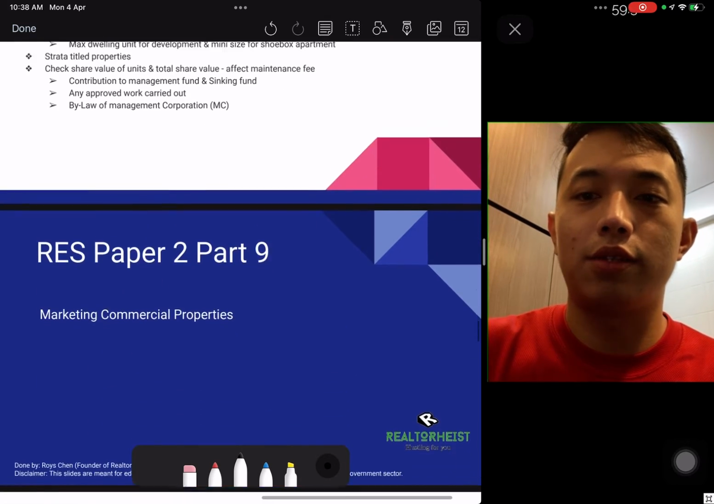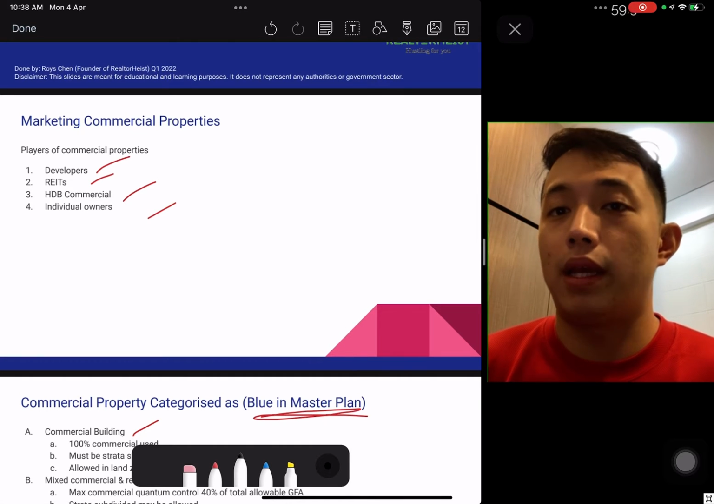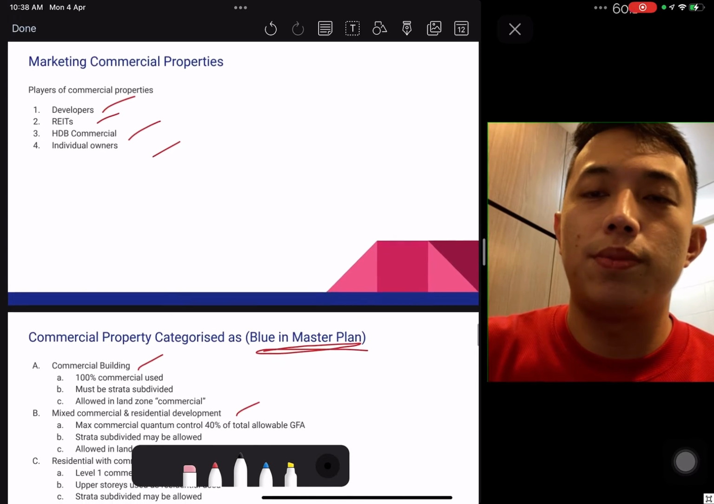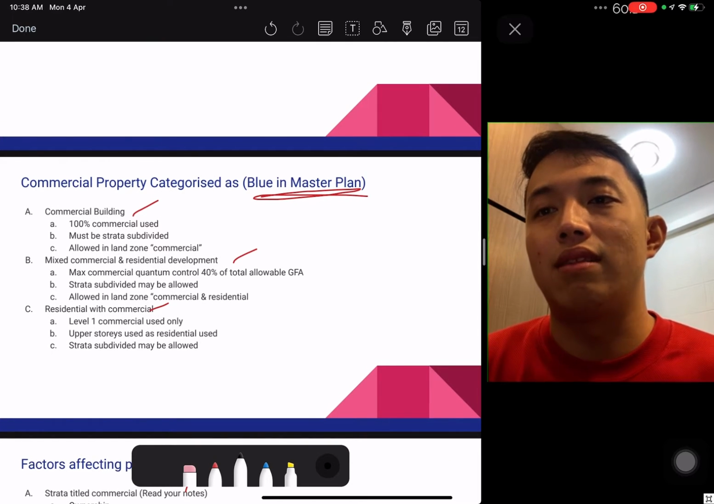Oh, sorry, I've got another 2 slides in me. So marketing for commercial properties, guys. Who are the players? Developer, REITs, HDB, commercial owners. So commercial properties are actually blue in the master plan.